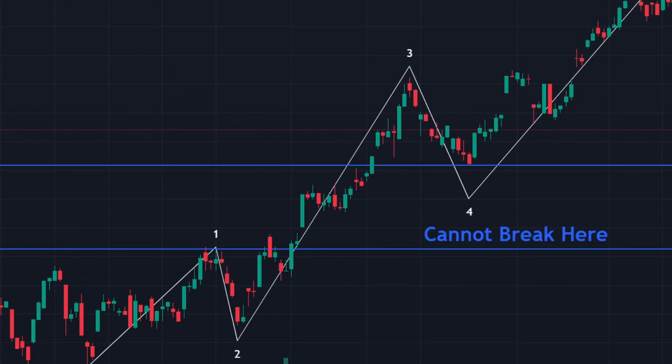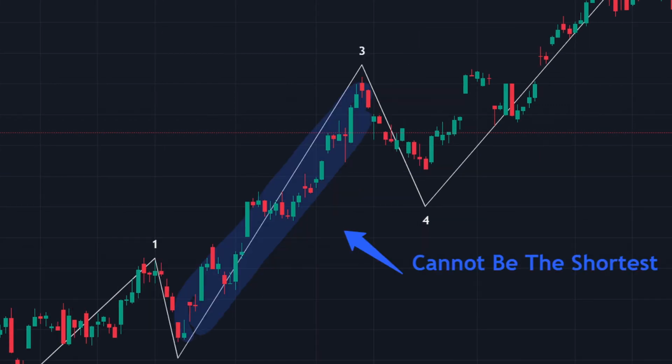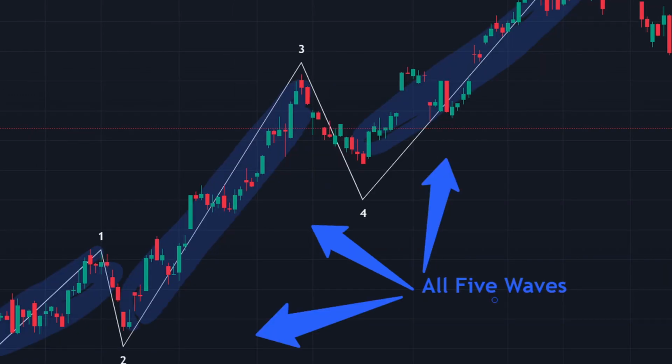Rule number 2 is that wave 4 cannot dip below the high of wave 1 unless it's in a leading or ending diagonal. Rule number 3 is that wave 3 cannot be the shortest motive wave of the impulse. And rule number 4 is that wave 1, 3, and 5 are all 5-wave structures.